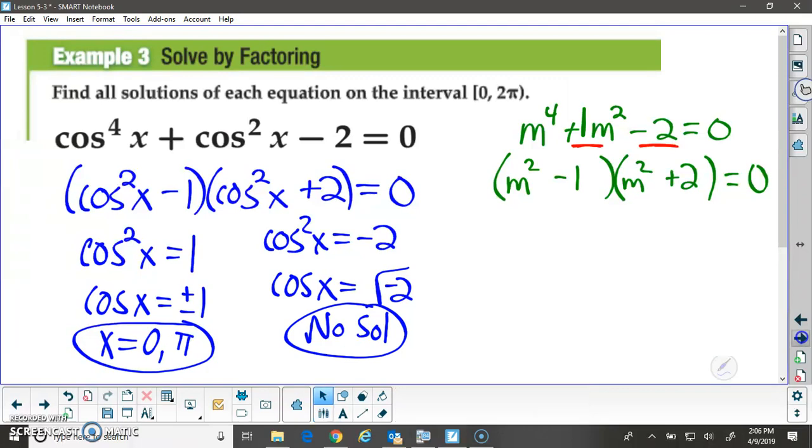So, again, lesson 5.3 is on solving trig equations. You have to use your unit circle, and you have to typically do some factoring and use some algebra combining like terms.